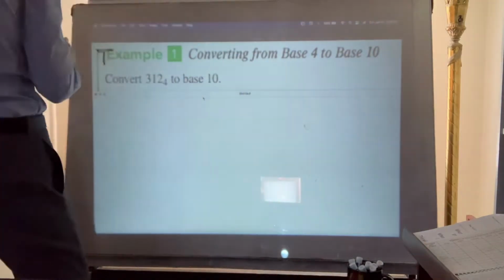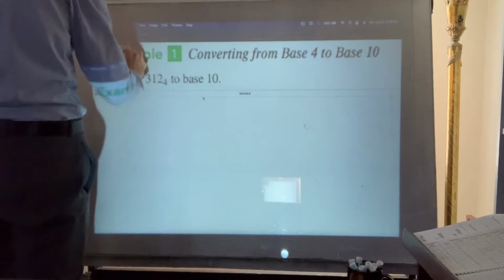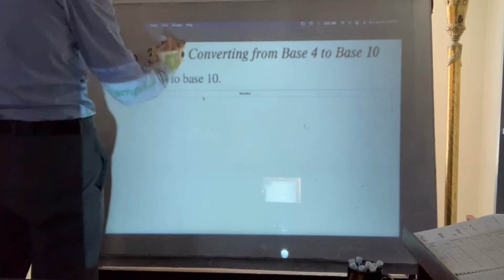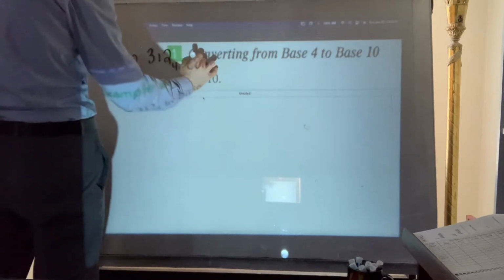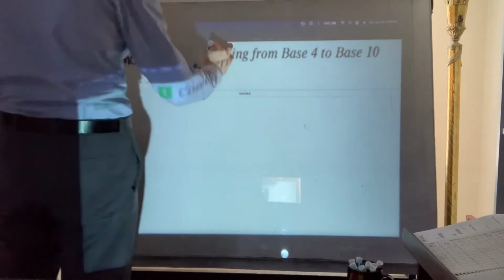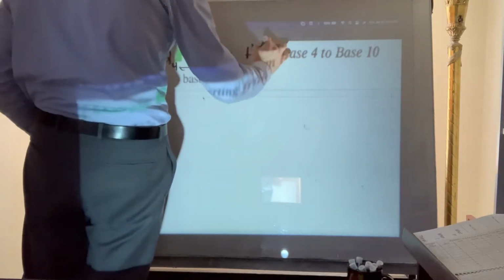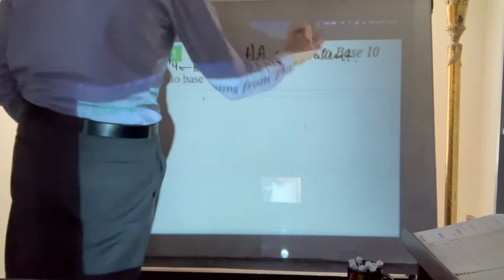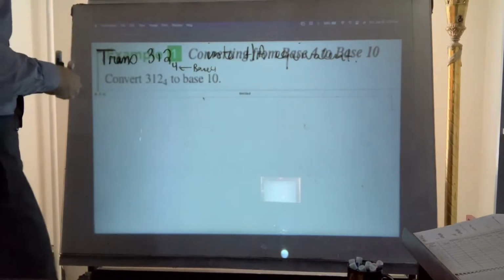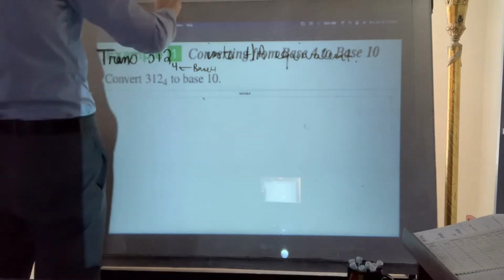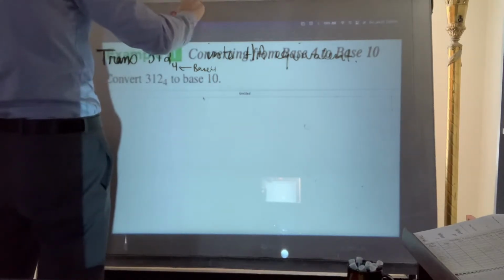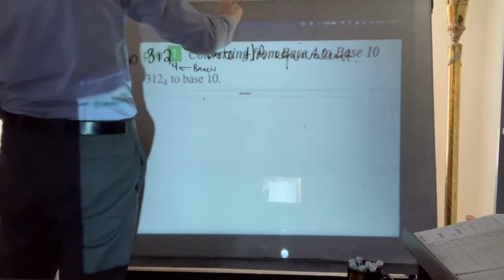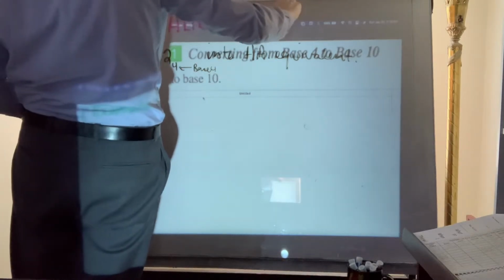We're going to translate 312 base 4 into a Hindu-Arabic equivalent. Okay, so what does that mean? It means essentially we're going to translate something that is alien into something that is familiar, right?